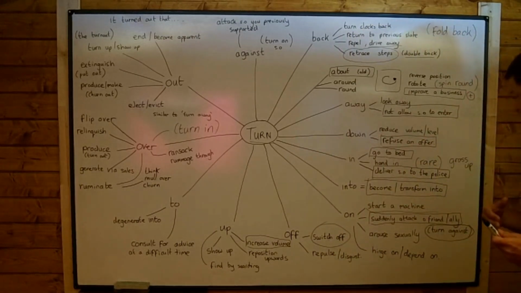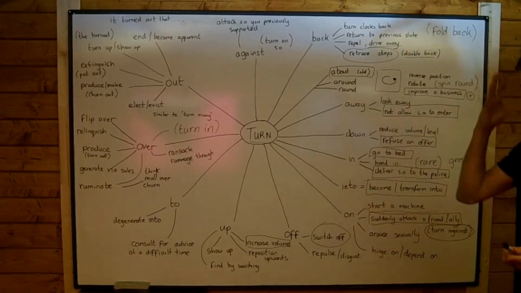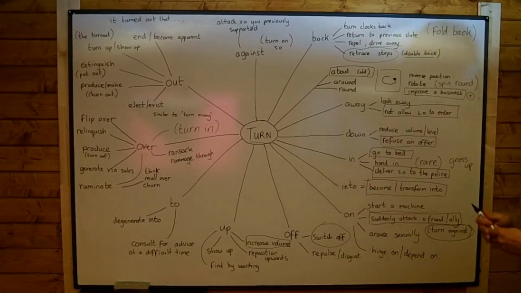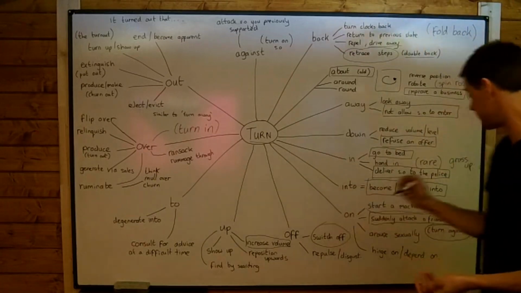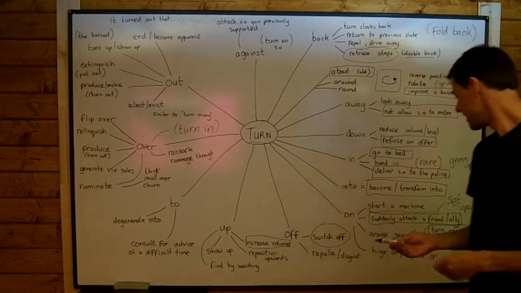It was a very violent, aggressive dog. I think it was a bull terrier, and it suddenly turned on its master. Perhaps it had some kind of mental problem or strange disease, and it suddenly attacked. It set upon its master. It turned on its master. So in that sense, it would be similar to set upon, but set upon is just attack, really.